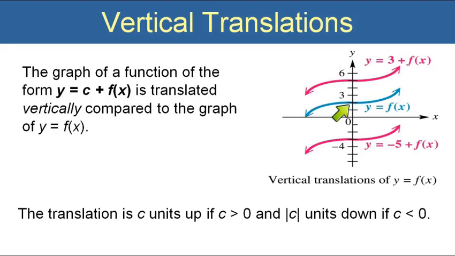So if f of x is the blue line, and it goes right here through the y-axis, then if we go 1, 2, 3 up from that, that's going to be 3 plus f of x. And if you have your graph here and you do negative 5 plus f of x, well, that's going to move everything down 5. So your graph would end up being here. So this is negative 5 plus f of x.